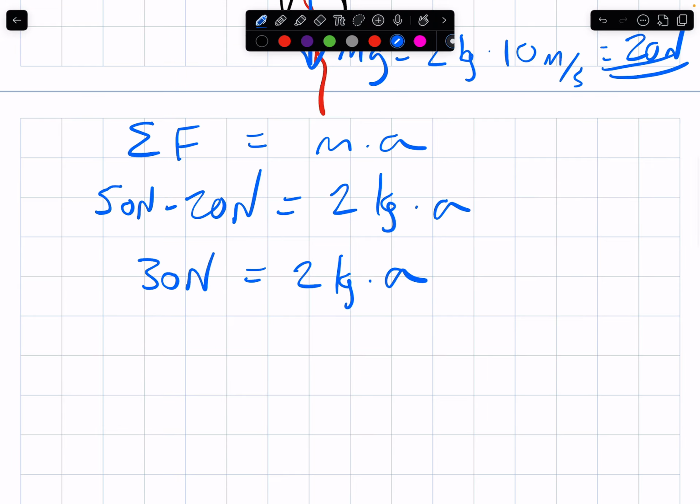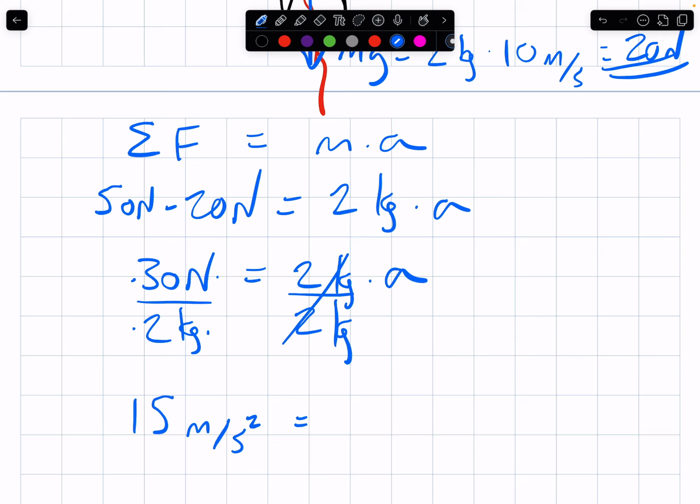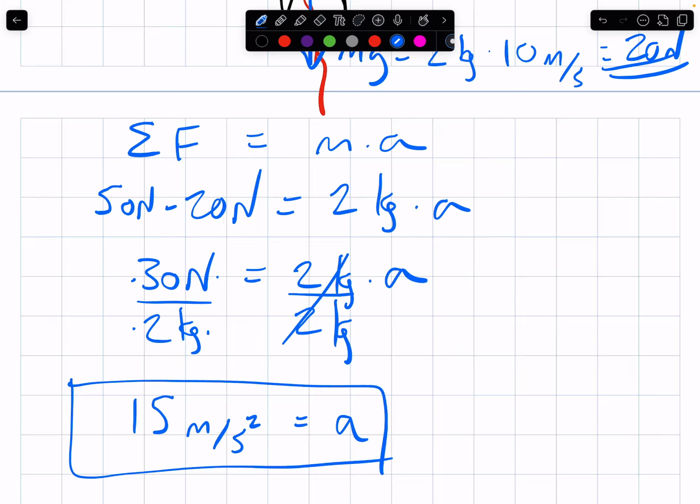Now divide both sides by 2 kilograms. 30 divided by 2 is 15, and a newton divided by a kilogram, believe it or not, is a meter per second squared. The 2 over 2 cancels out and just becomes 1. And so there you go. This rocket is going to have an acceleration of 15 meters per second per second. So every second that engine burns, it gains 15 meters per second of speed.